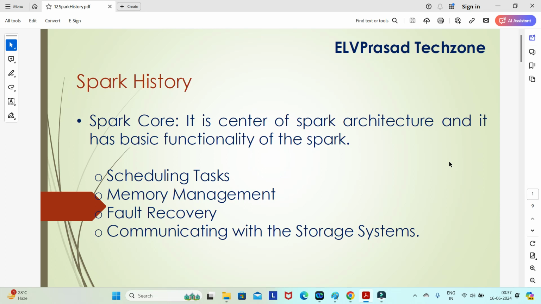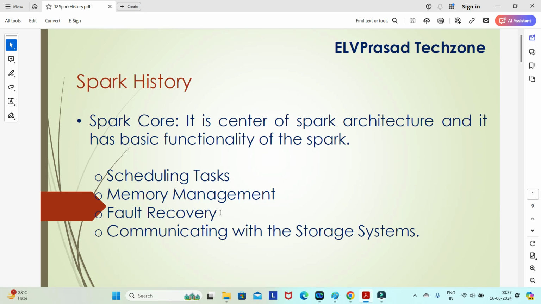Now the topic is Spark history. We discussed earlier Spark architecture. Now we'll go ahead with the Spark history. So in the initial days, the Spark core was the center of Spark architecture. It has some functionality like scheduling tasks, memory management, fault recovery, and communicating with the storage systems.